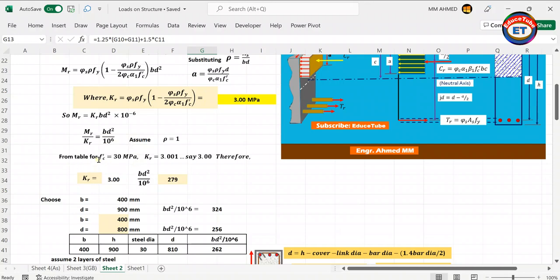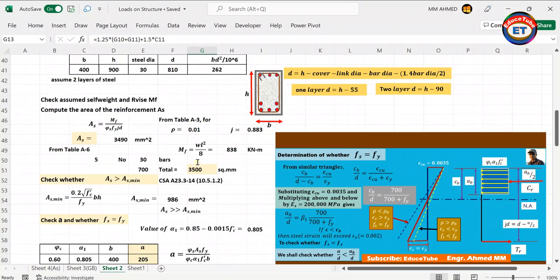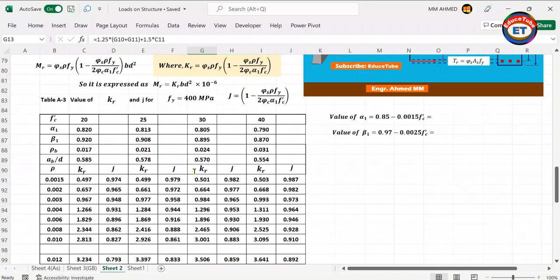And from table means we have to know which concrete strength we have, what is the reinforcement ratio. So that's why we are assuming rho equal to 1. So if rho equal to 1, if f prime c equal to 30, our value Kr will be 3. How it comes, let's see. This is the table A3. Look at f prime c 20, 25, 30, 40, as well as alpha 1, beta 1, rho b. Balanced failure steel ratio is given here. a by d also given here.